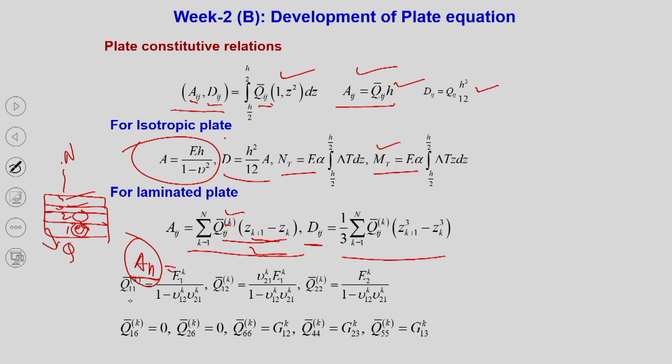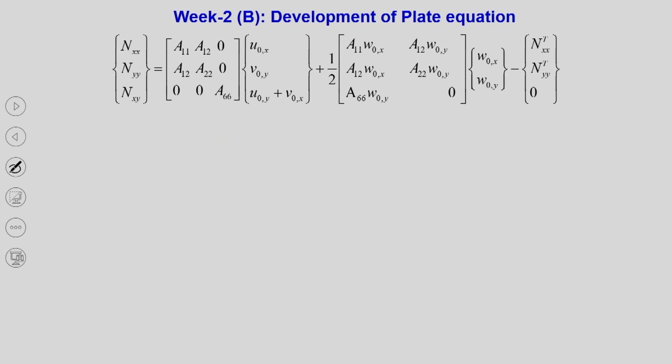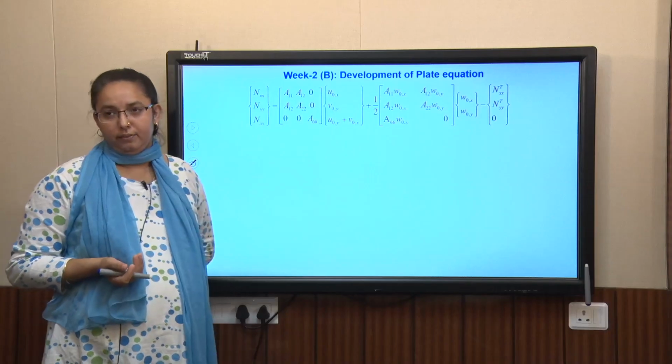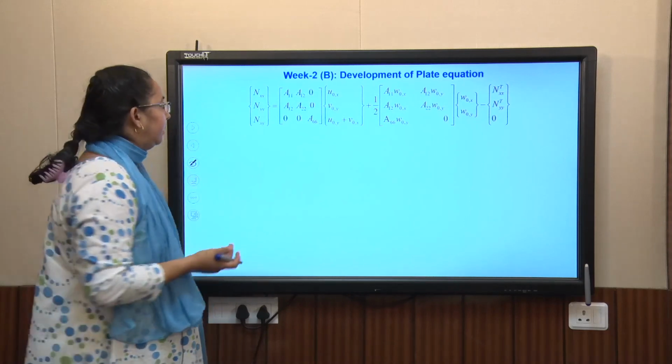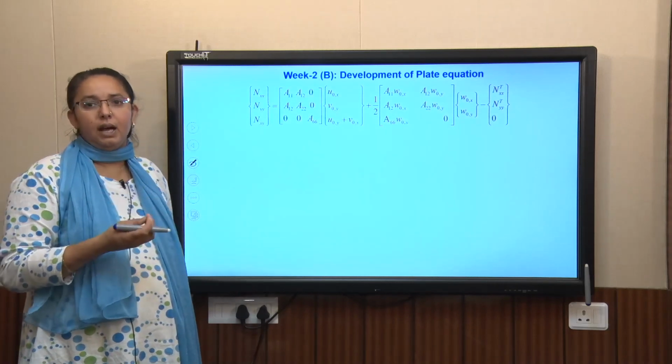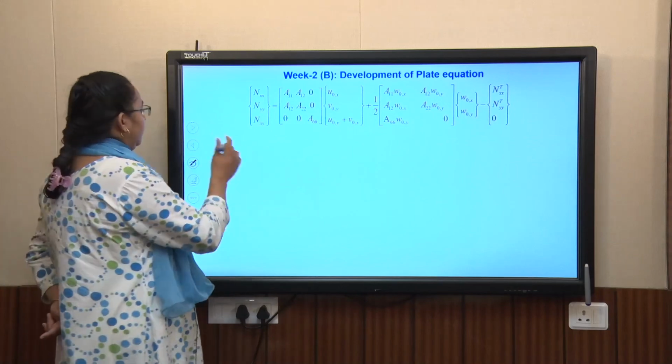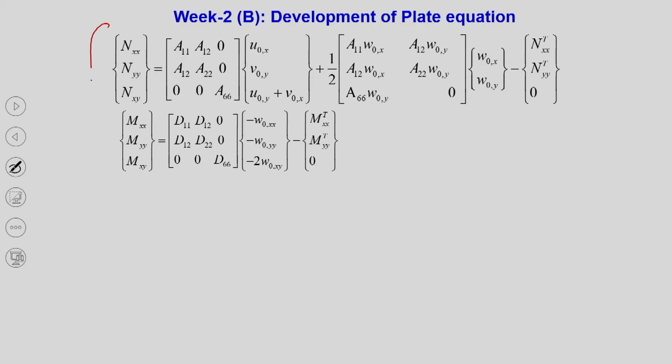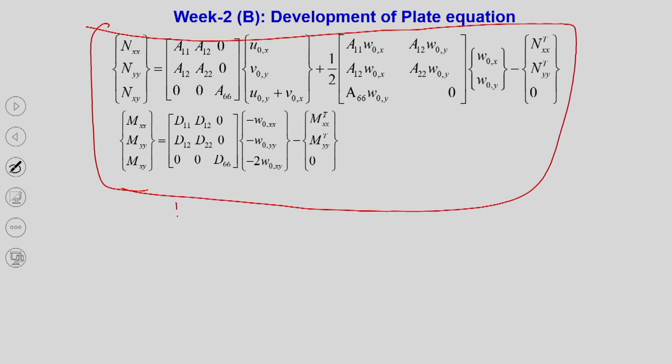And in the case of a composite, Q1, Q2, you know that if E1, E2, mu1, mu2 are different, these are the standard relations. So, finally, for the case of a cross-ply plate or an isotropic plate, or I would like to say when the material axis is aligned with the geometric axis of a plate, the following equation of Nx, My is used. These are known as plate constitutive relations.